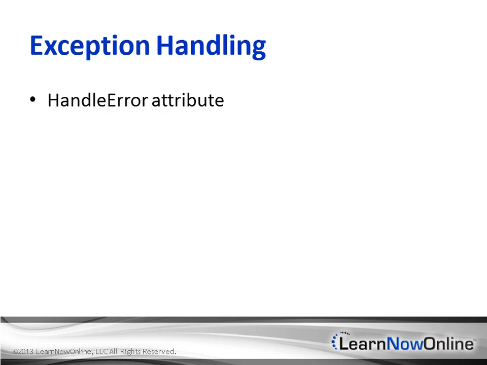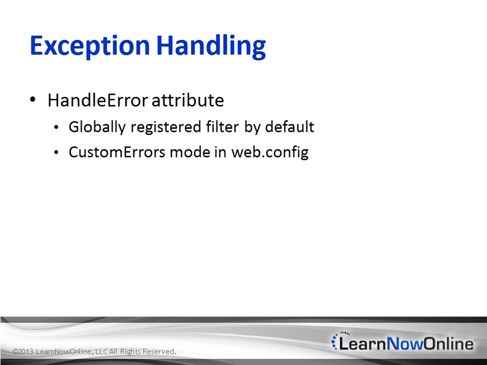Probably the most common MVC specific-ish thing that we can do when we handle exceptions is the handle error attribute. It's globally registered by default, and it also corresponds with triggering the custom errors mode in web config. So this handle error attribute is something that basically is a global setting for your MVC applications that all exceptions bubble up to.